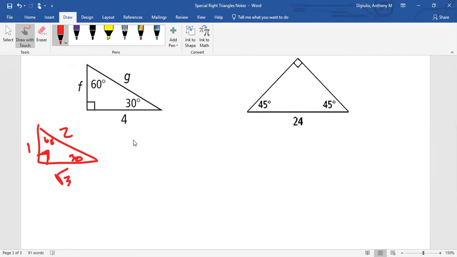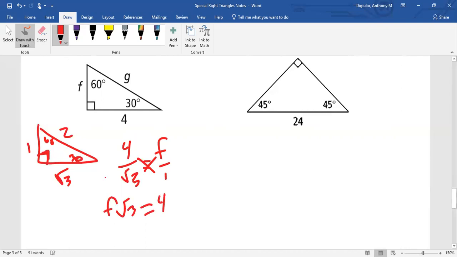So the 4 lines up with the root 3. It's a terrible root 3. And then let's solve for f first. I've got my f over 1. Let's start by cross multiplying. So I've got f root 3 equals 4.